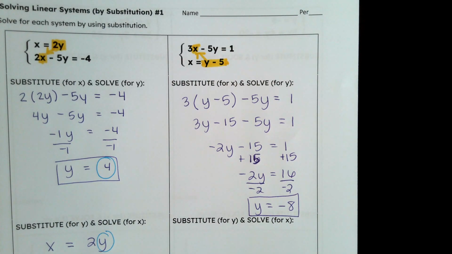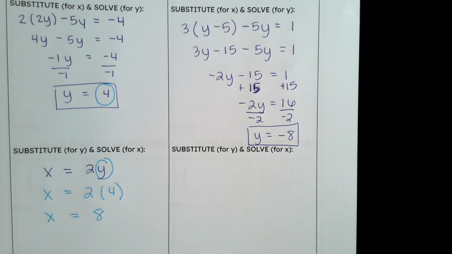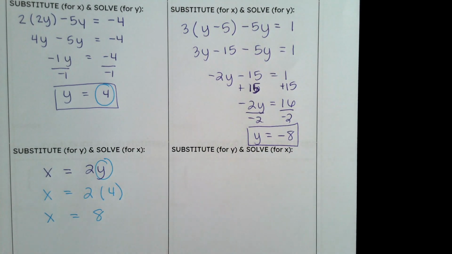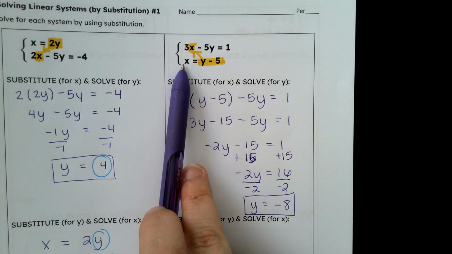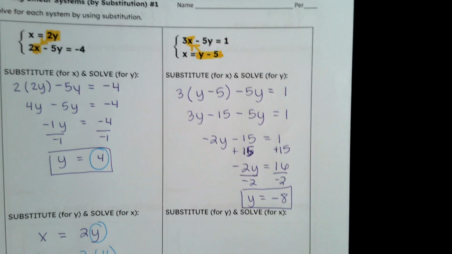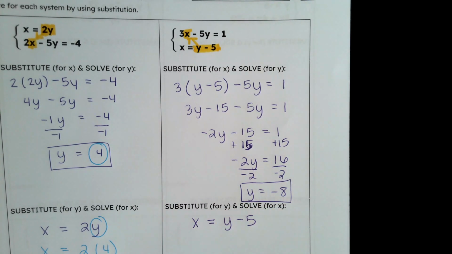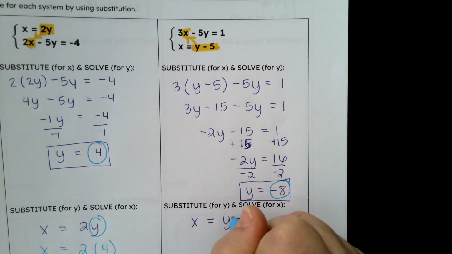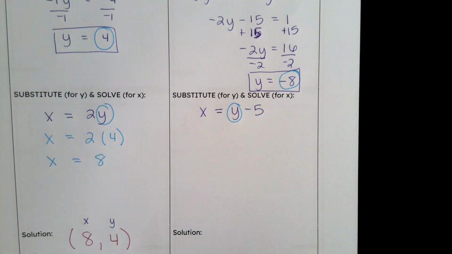How did you do? Next one, we have our y. Now we need to figure out the x. Again, you can use either equation, but since this one already has the x equals, that's what makes it usually easier. So I'm going to rewrite just the equation. Now I'm going to put -8 into the y spot. Solve and see how you do.